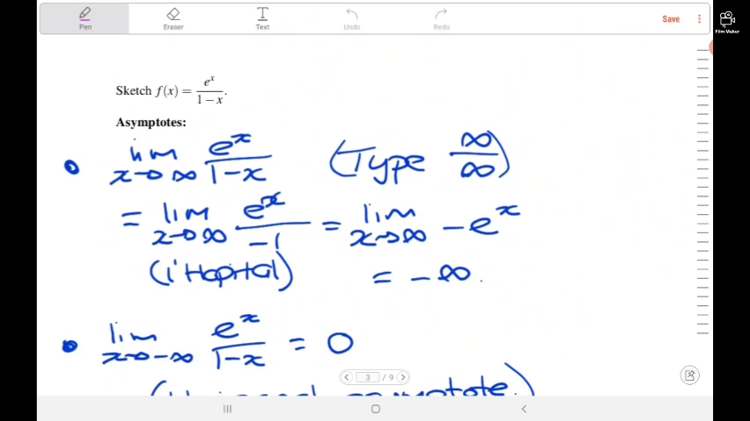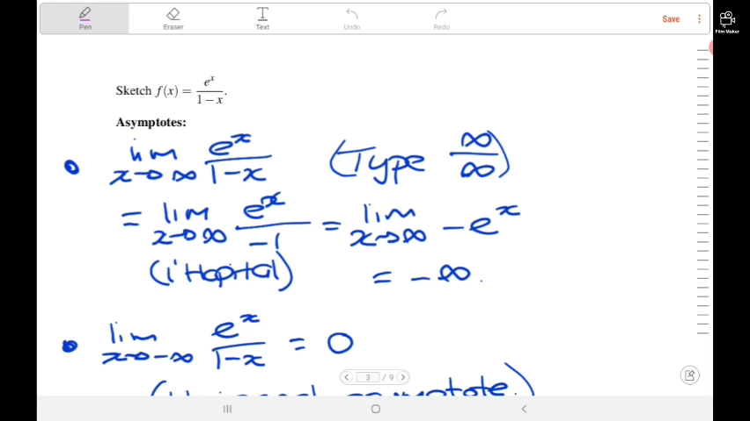And so we differentiate the numerator. This gives us e to the power of x. We differentiate the denominator to get negative 1. So we're now taking the limit as x goes to infinity of negative e to the power x. And we know the exponential gets infinitely large as x tends to infinity, so this tends to negative infinity. So we aren't getting a horizontal asymptote as x goes to infinity, but it's still useful to know this behavior. We're expecting the function to tend towards negative infinity.